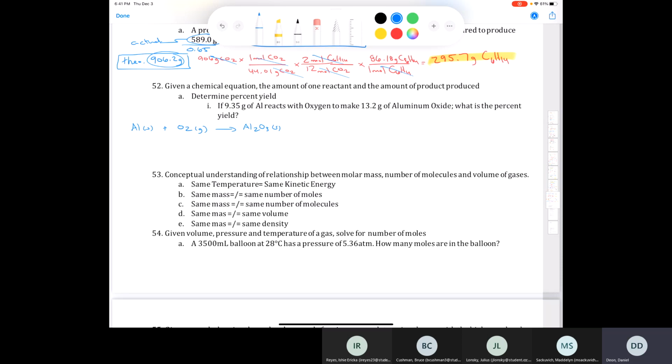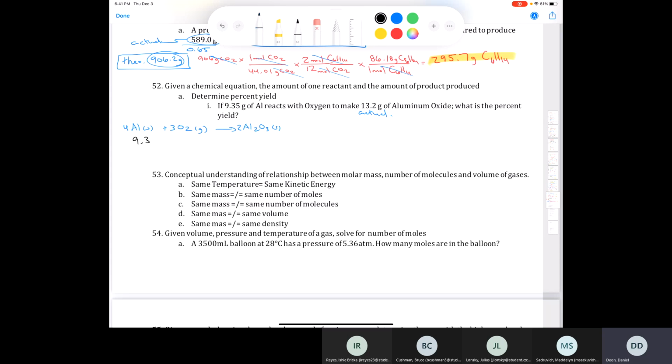Well, first I have to balance this. So I have 2 here, and then I'm going to need 3 over 2 here. If I want to balance it using whole numbers, I'll multiply everything by 2. So I'd have 4, 3, and 2 as my coefficients. So what's the percent yield? This is how much I get, right? This is my actual yield here. So I need to determine my theoretical yield in order to determine my percent yield. Let's work out what the theoretical yield is.